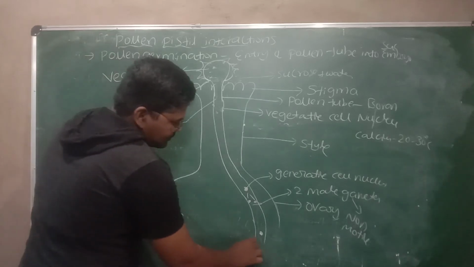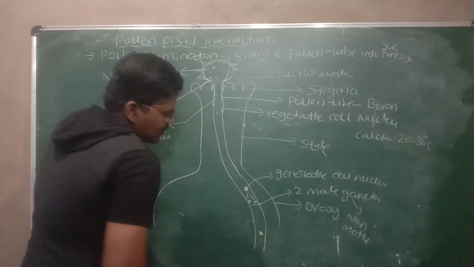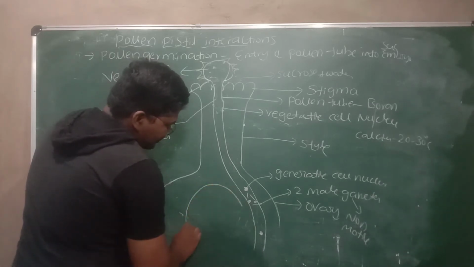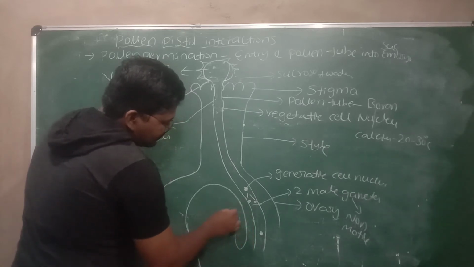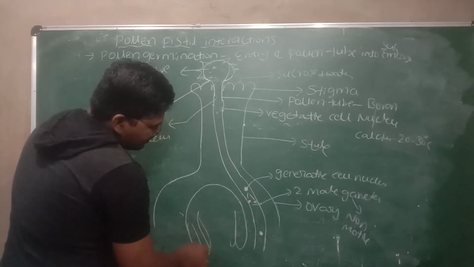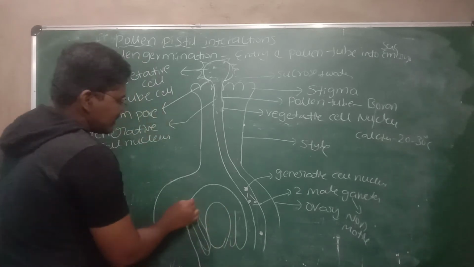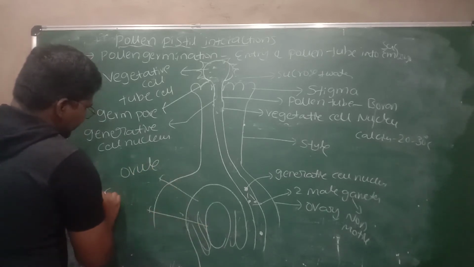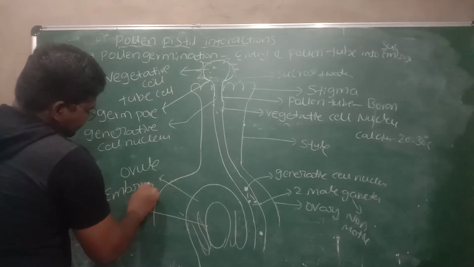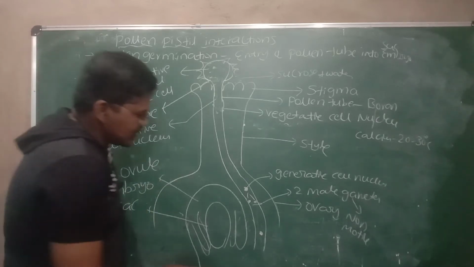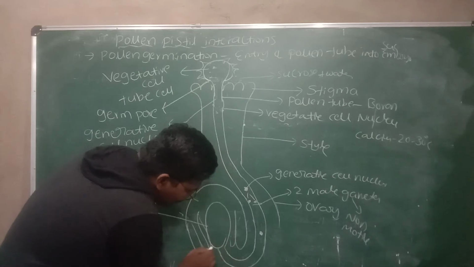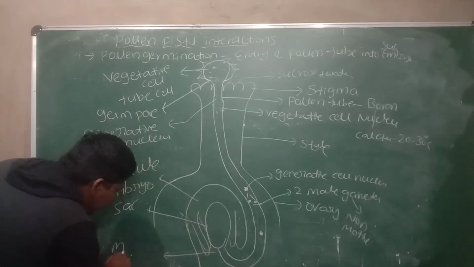Then after that, the pollen tube enters into the ovary. Inside the ovary we can see the ovule. Inside the ovule we can see the embryo sac. This is the ovule and this is the embryo sac. See, this is the pollen grain. The pollen tube enters into the ovule through the micropyle.